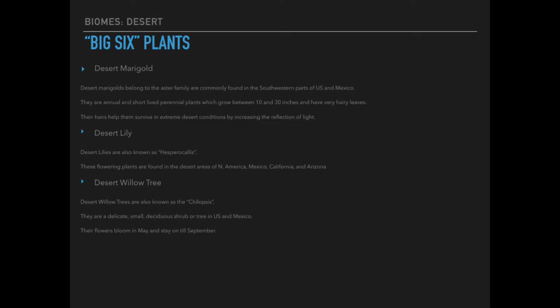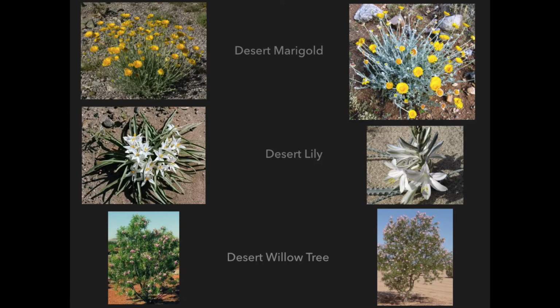Lastly, the desert willow tree. The desert willow trees are known as the chilopsis. They're a delicate, small, deciduous shrub or tree in the U.S. or Mexico. Their flowers bloom in May and stay on till September. And here are some pictures of the desert marigold, desert lily, and desert willow tree.